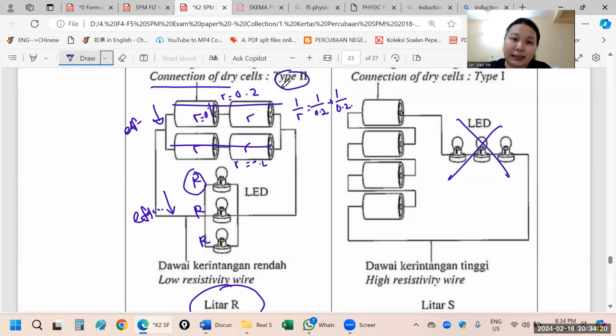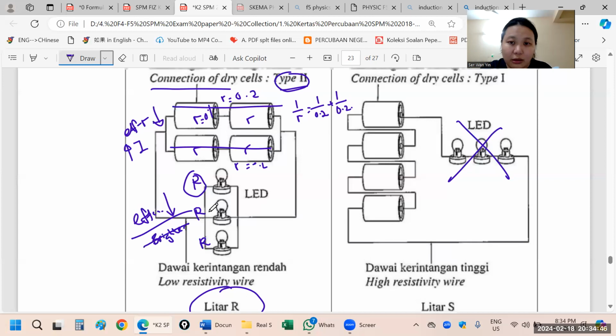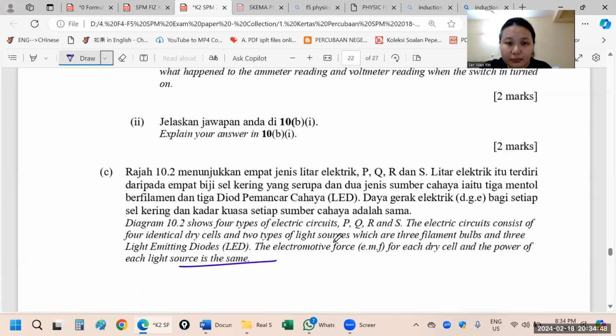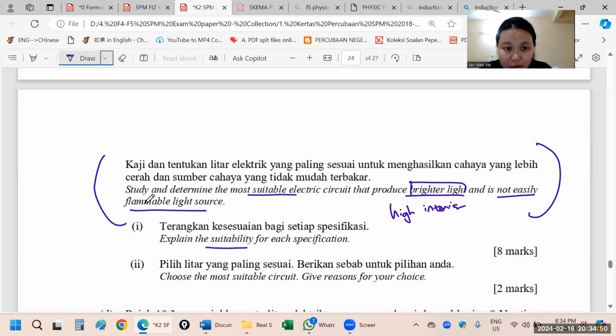Okay, so connection type 2, because the effective internal resistance is lower, so a higher current is produced. Then the LEDs arranged in parallel, same thing, effective resistance is lower, so it will be brighter. Can I say brighter? Cannot, but higher intensity. Why cannot brighter? Already written here, cannot.